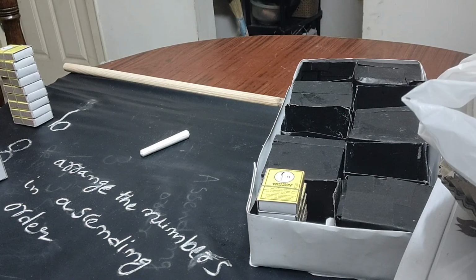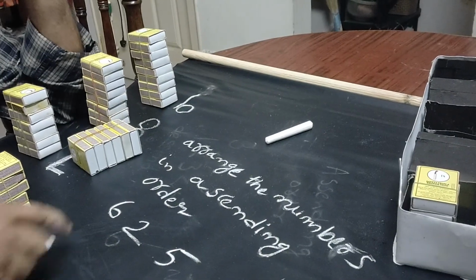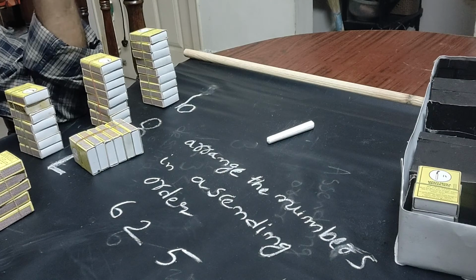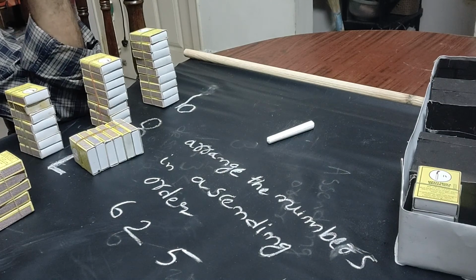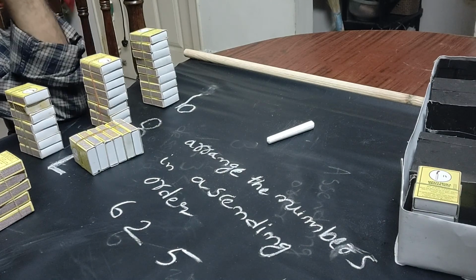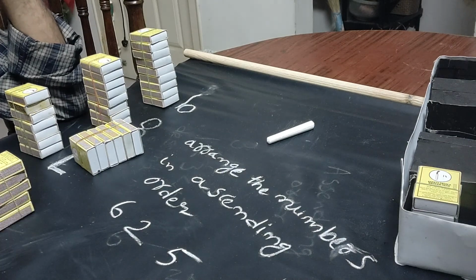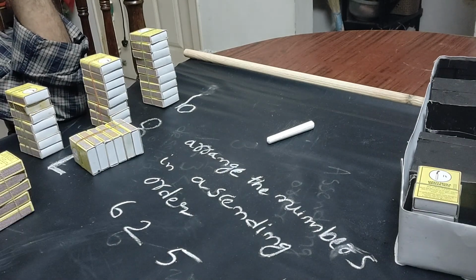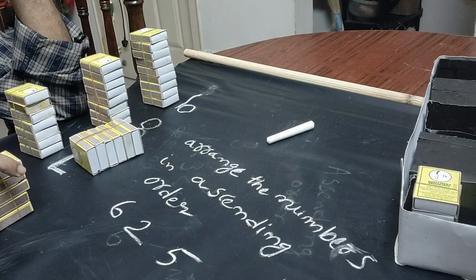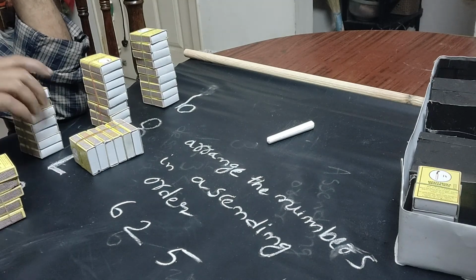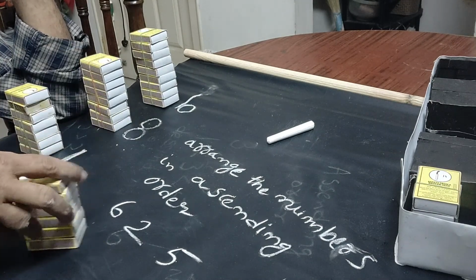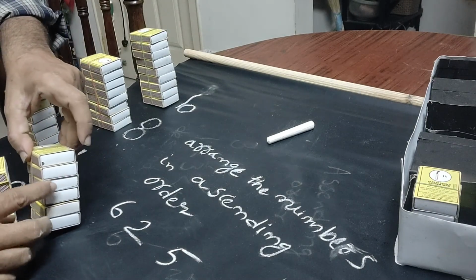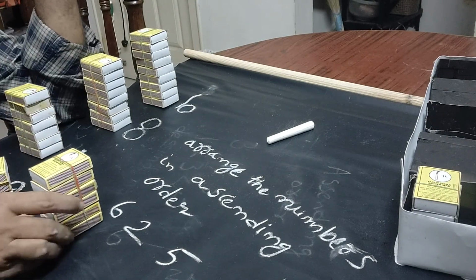6 to 5. What are the numbers? 6 to 5. First of all, we ask them to place the 6 boxes bunch at 6. That means 1, 2, 3, 4, 5, 6. This is 6 numbers bunch. 1, 2, 3, 4, 5, 6. Okay, na?